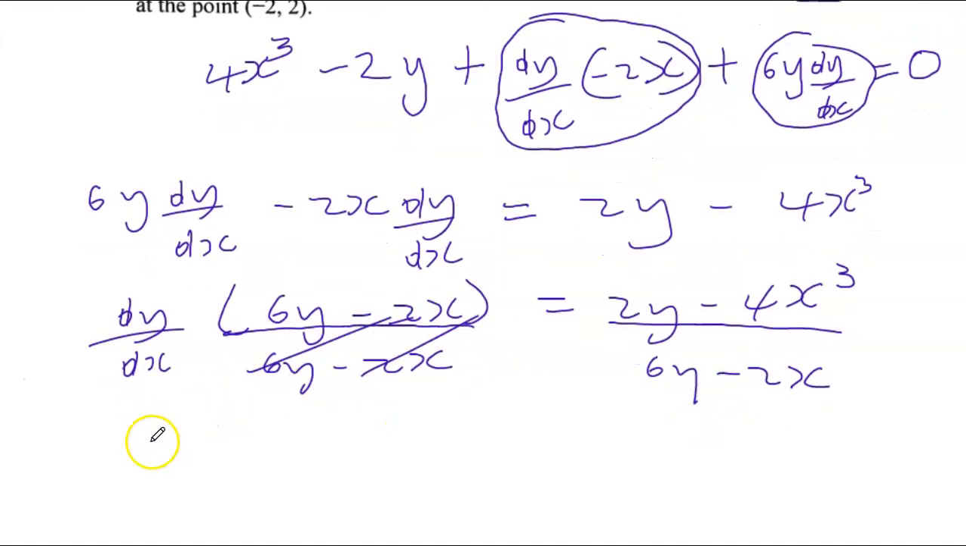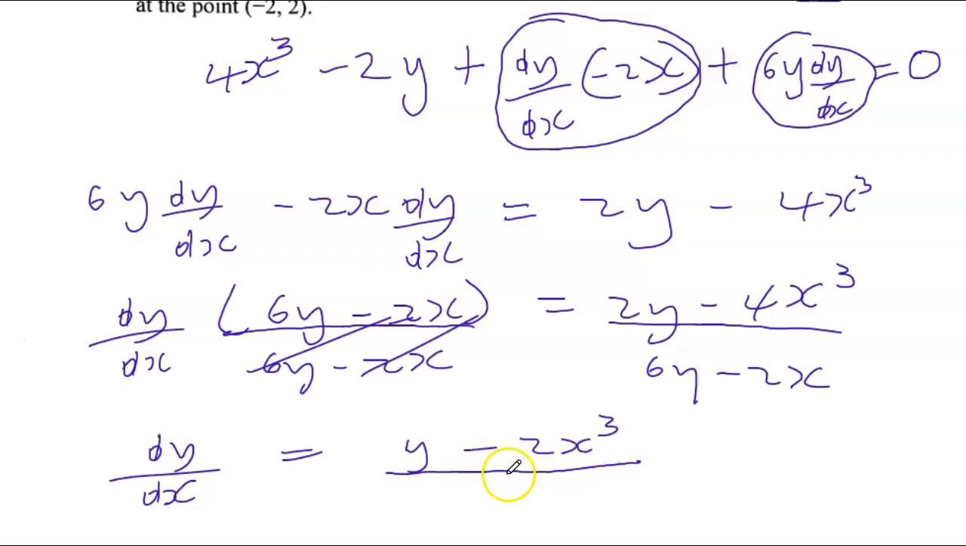Alright, so I'm left with dy by dx. And what you'll notice on the right hand side, all of these can be divided by 2, so we can reduce this right hand side by dividing through by 2. So dividing 2y by 2, that's y. Divide 4x cubed, that's 2x cubed. And divide also the denominator by 2. 6y divided by 2, that's 3y. Minus 2x divided by 2, that's minus x. So that's the simplest expression we can find for dy by dx, and we need the gradient of the tangent.